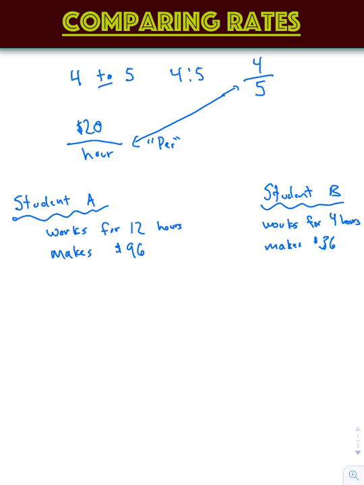So there would be 2 ways to look at which student made more. The first way is what you're thinking it is. Student A made more because student A made $96 where student B made $36. 96 is greater than 36. However, that is not how we compare rates. How we compare rates is by looking at the actual units themselves and dividing down to what is called a unit rate.